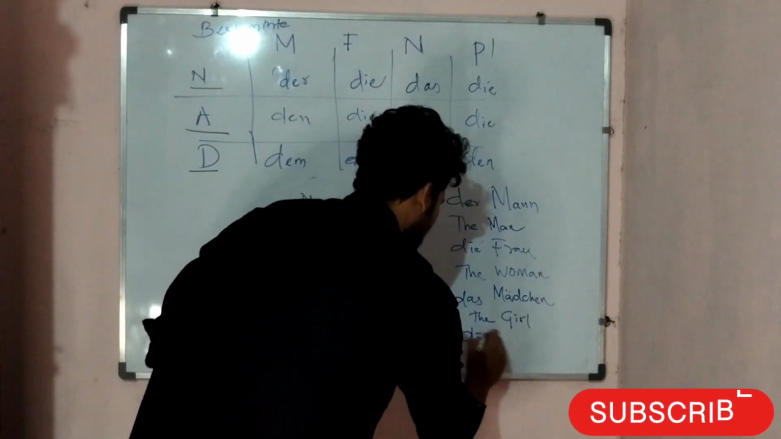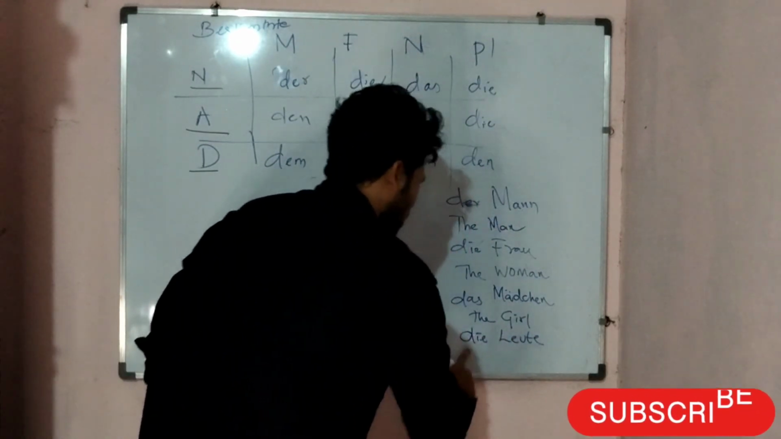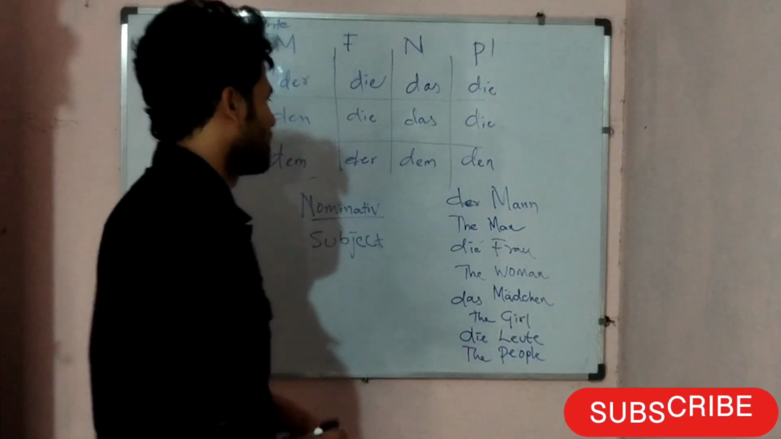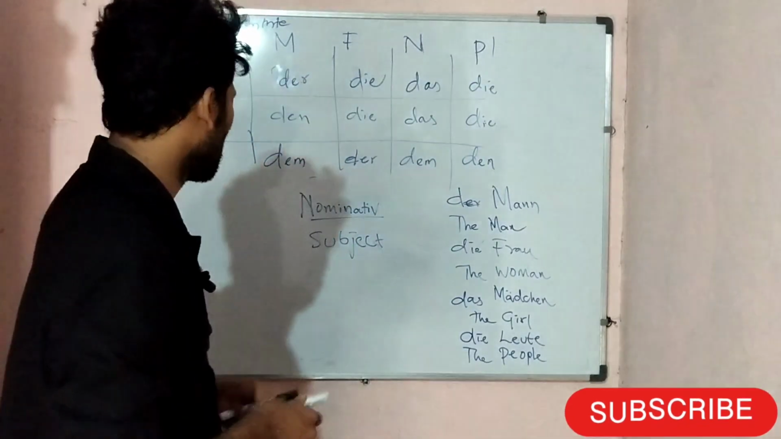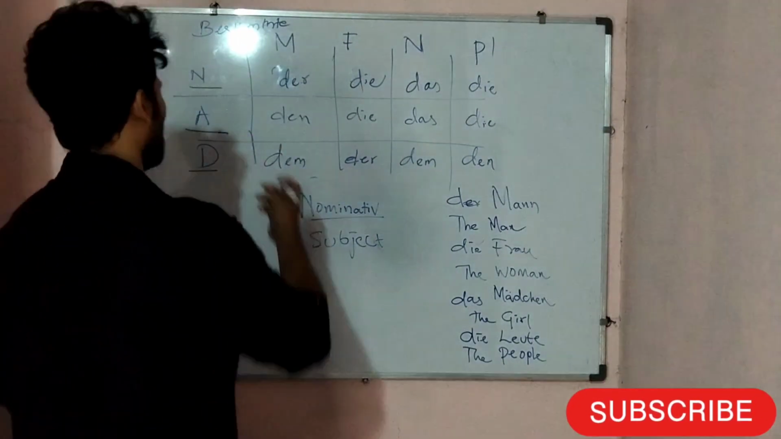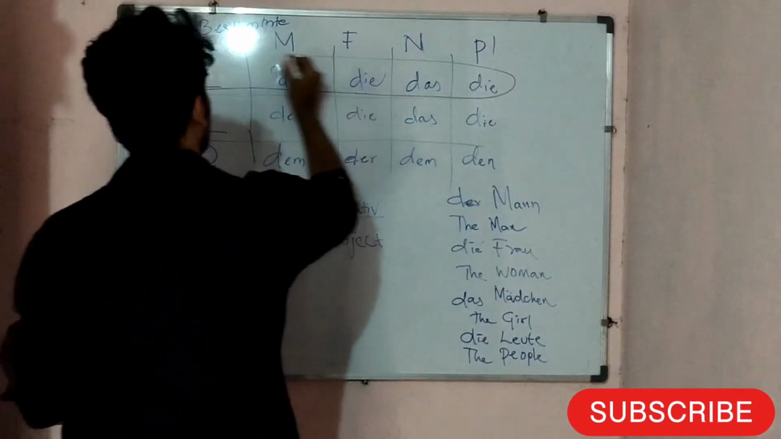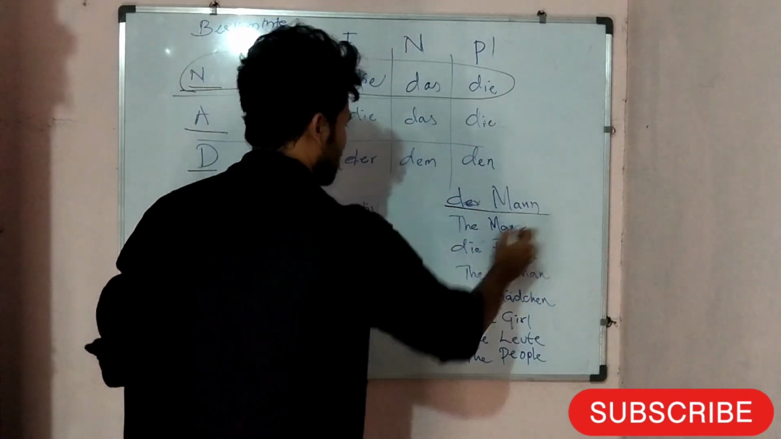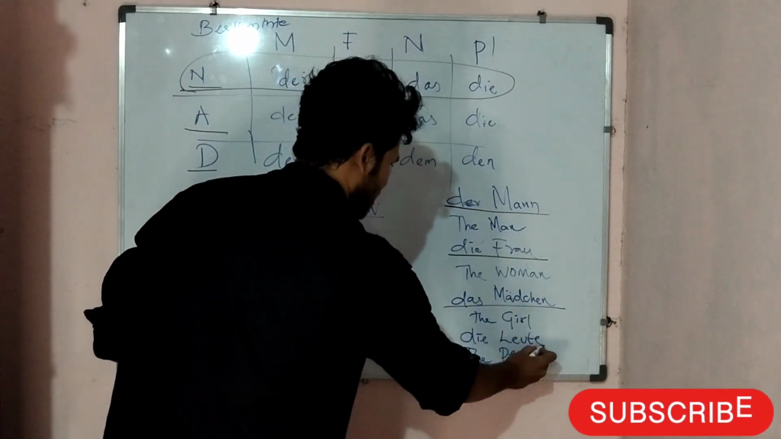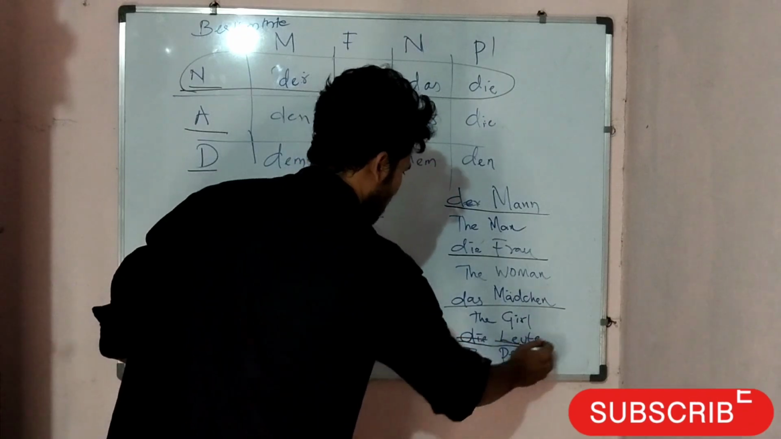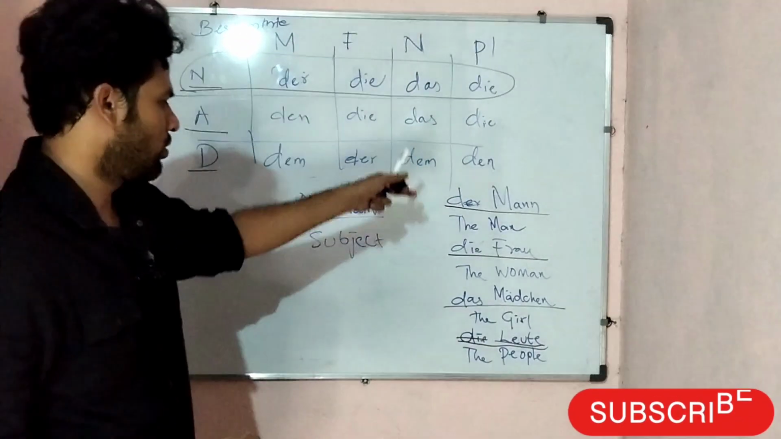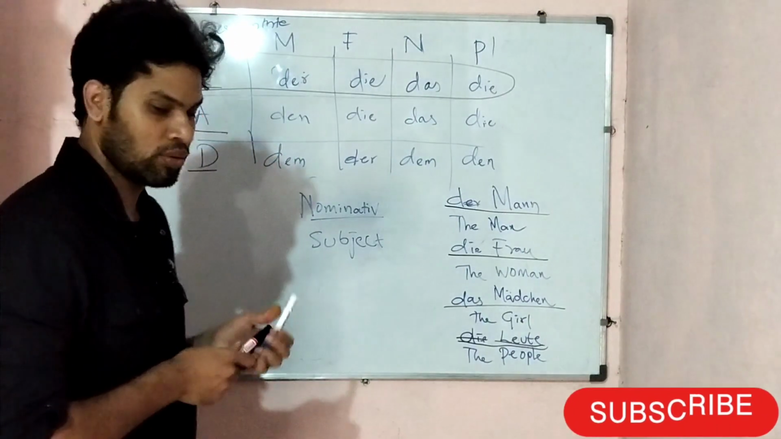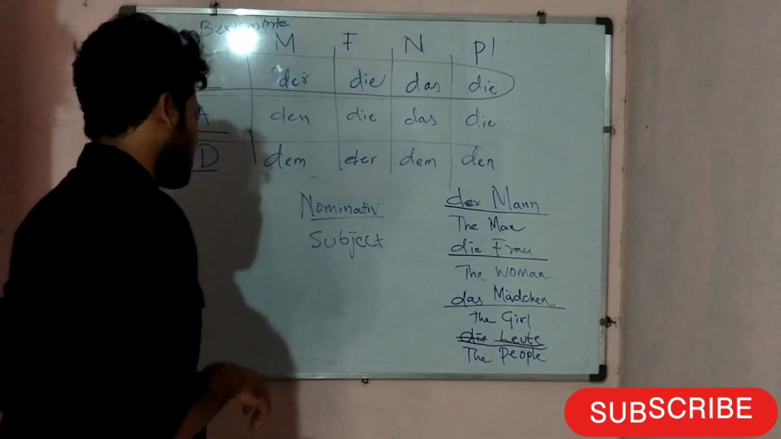And die Leute, L-E-U-T-E. Leute means the people, not pupil, people, P-E-O-P-L-E. As I said, right now we are going to discuss only the nominative, which is the subject. So here I have taken nouns of all 4 genders: der Mann, die Frau, das Mädchen, die Leute. I have 4 nouns. So now, how to make a statement? How to write a statement?